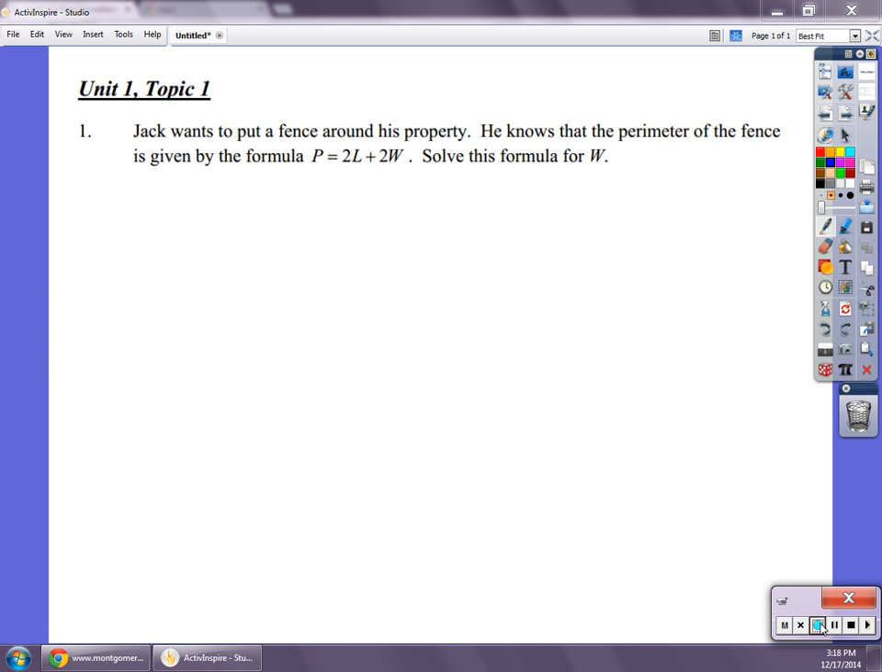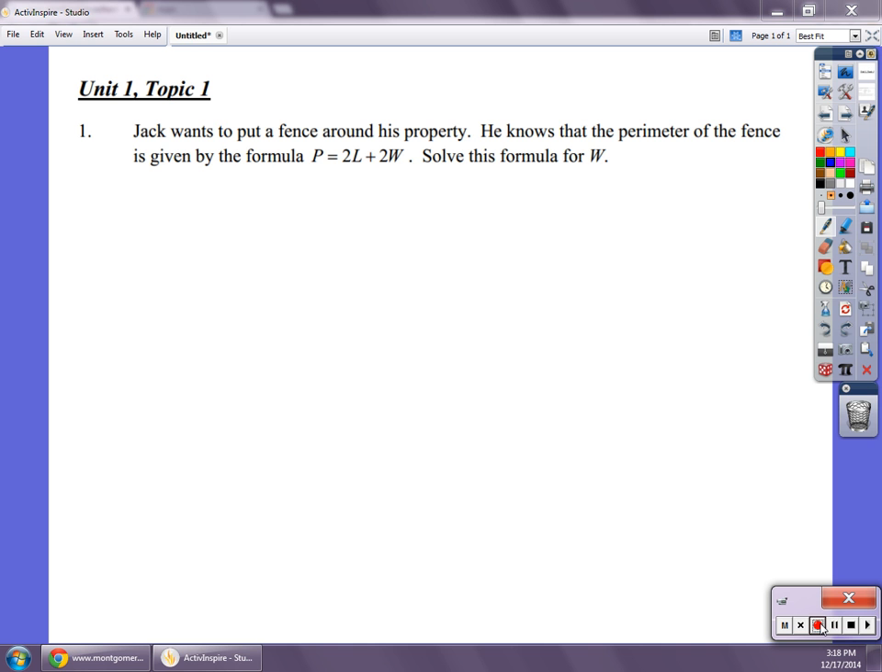I'm going to walk you through the Algebra 1A exam review packet question by question. If you look at the links associated with this page, you should see a video for each question. There might be a couple that I grouped together, but to start, I'm going to do number 1 by itself from Unit 1, Topic 1.